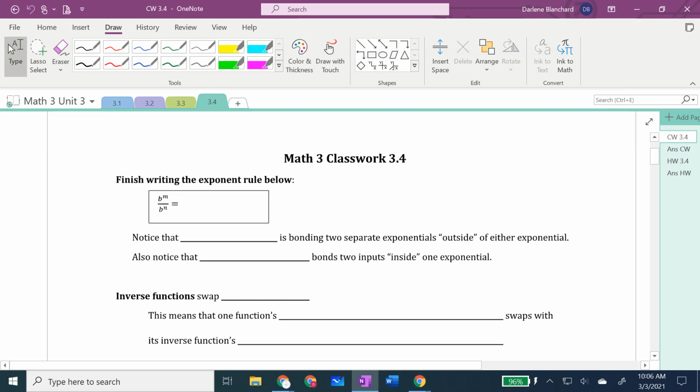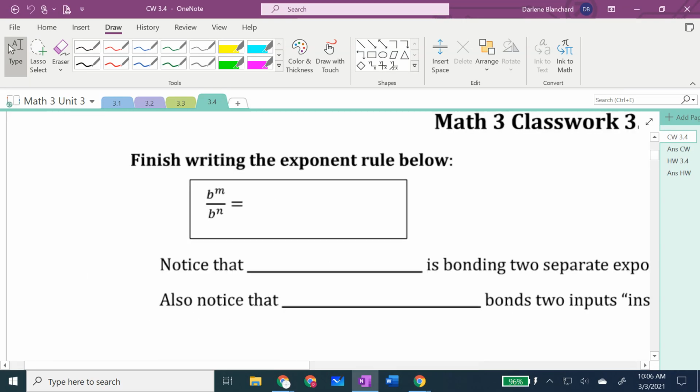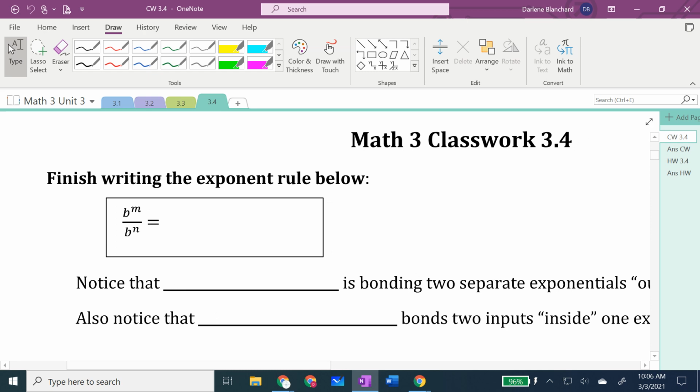Now, an exponent rule that you learned in the past: when you divide exponentials with the same base, you probably remember that you subtract the exponents, in the order of the numerator's exponent minus the denominator's exponent.